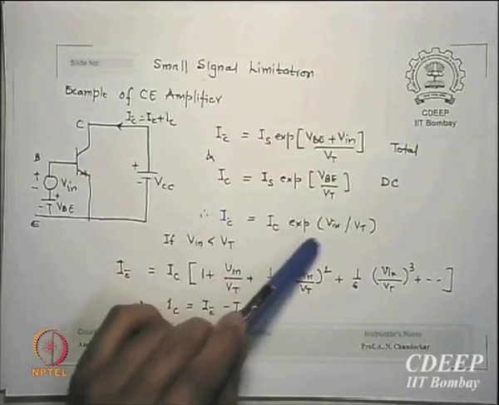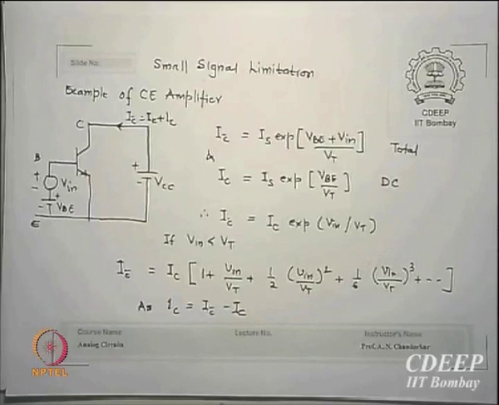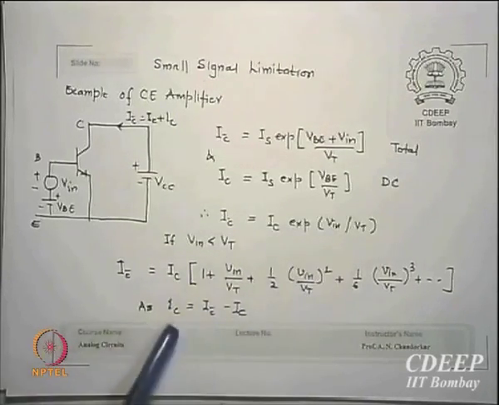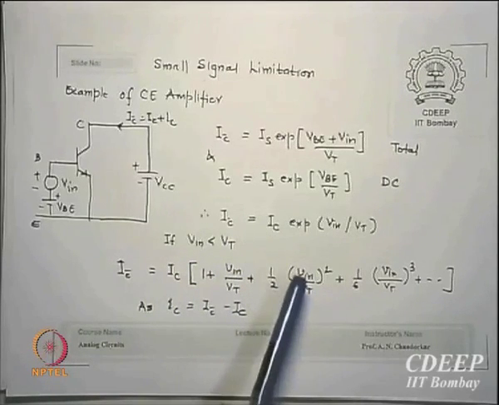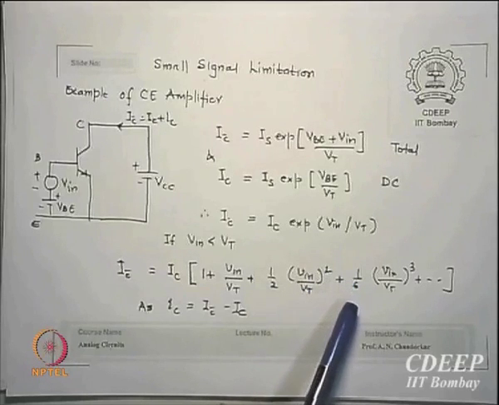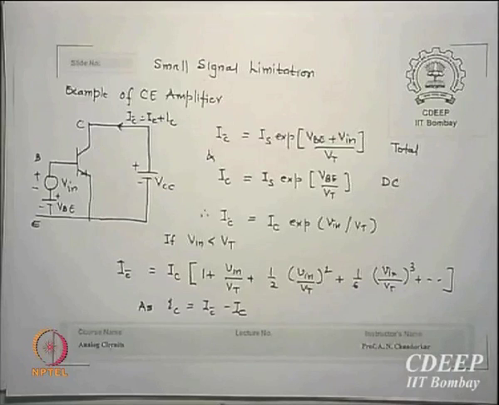So I get IC exponential Vin by VT, and here is the condition, the other condition, for why small signals are required. This is the exponential term Vin by VT. Let us say Vin is smaller than VT. Input signal is smaller than 26 millivolts, is that correct? Vin by VT is less than 1. I expand this exponential function. What is the way the exponential function is expanded? 1 plus x plus 1 upon factorial 2 x squared plus 1 over factorial 3 x cubed and so on. So if I expand this term, I get 1 plus Vin by VT, plus half of Vin by VT squared, plus, factorial 3 meaning 6, 1 by 6 of Vin by VT cubed, and so on and so forth, higher terms.